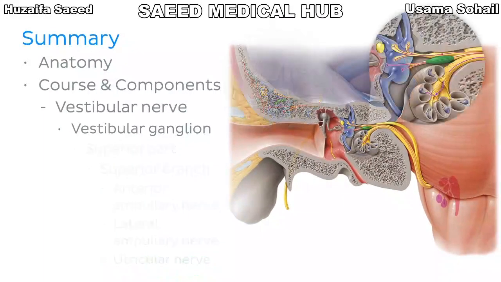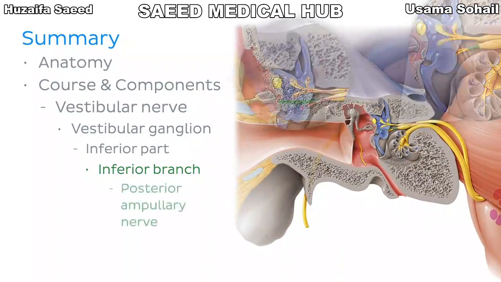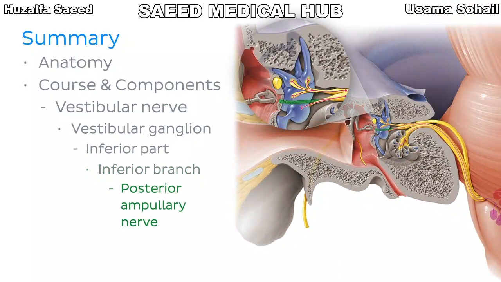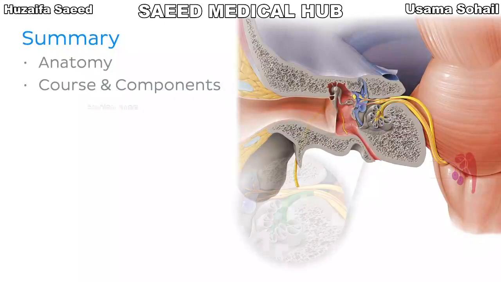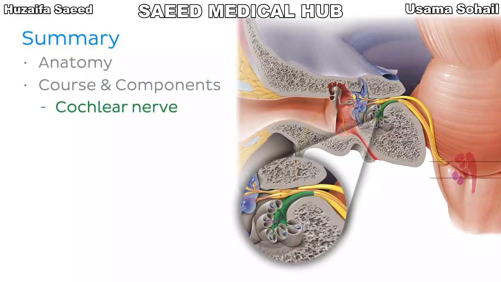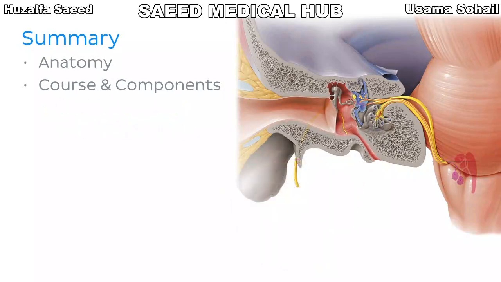The other part of the vestibular ganglion is the inferior part, which gives rise to the inferior branch of the vestibular nerve, which in turn gives rise to the posterior ampullary nerve, which supplies the posterior semicircular canal, and the saccular nerve, which supplies the saccule. The other nerve that we looked at, which was a major component of the vestibulocochlear nerve, is of course the cochlear nerve, which is a short nerve that runs spirally within the cochlea, and the cochlear nerve also has a spiral ganglion.